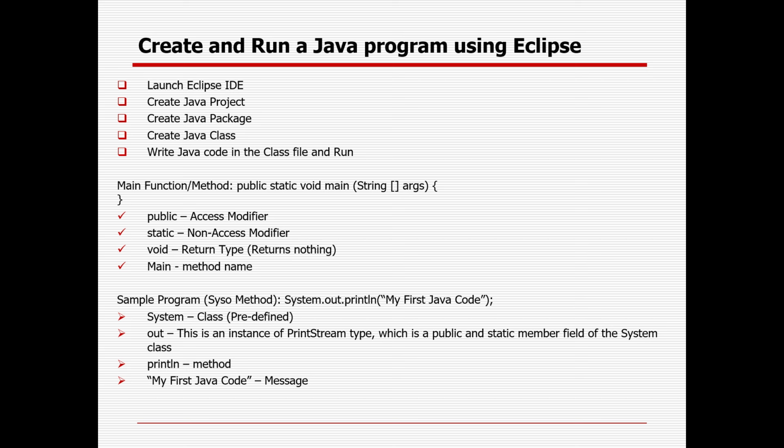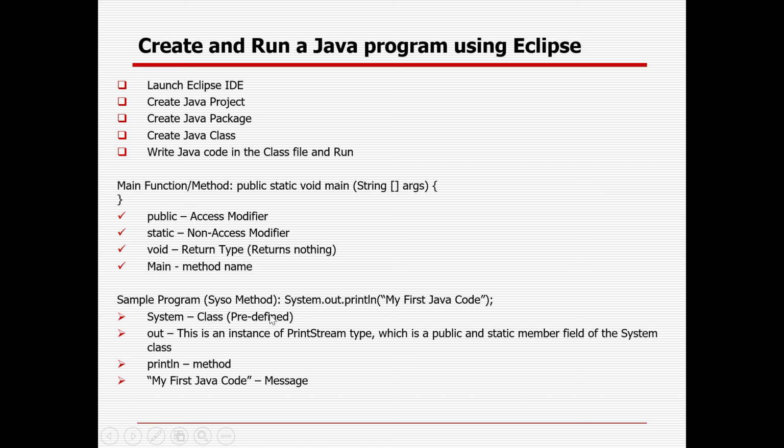Void is the return type. Either it will not return anything, or it may return any kind of data type. It can be a string, it can be an array, it can be a float, decimal, byte, all this stuff. And main is the method name. So that is the significance of the main method.